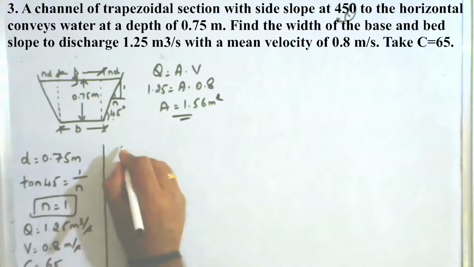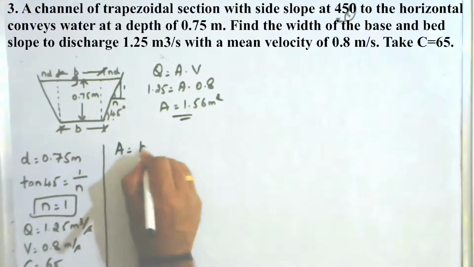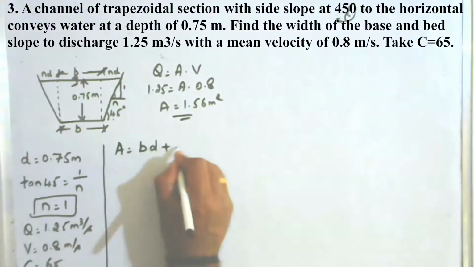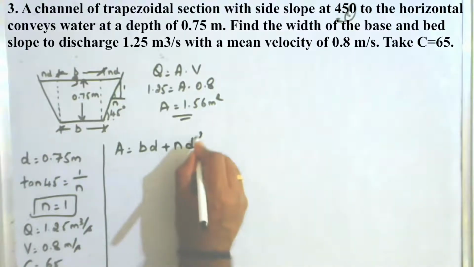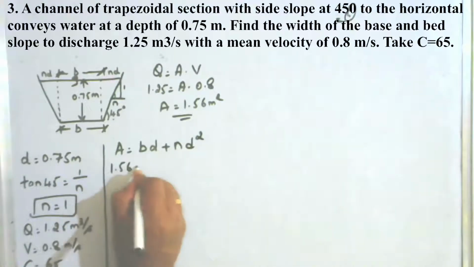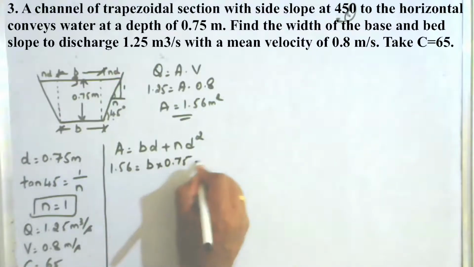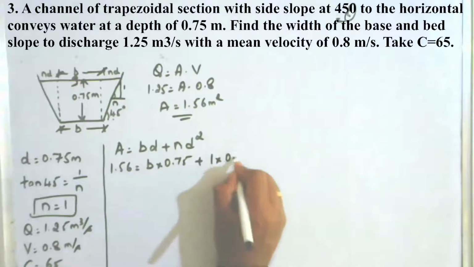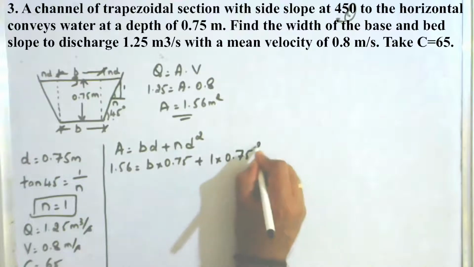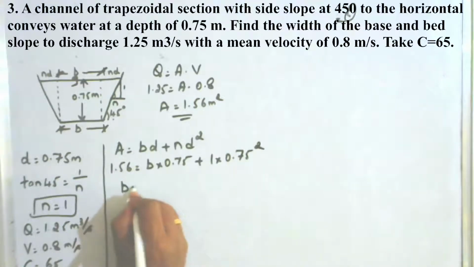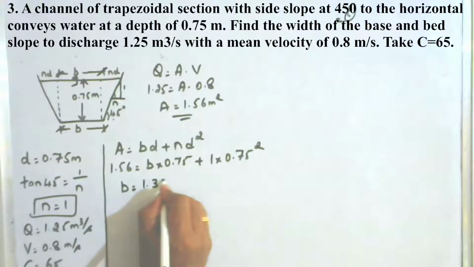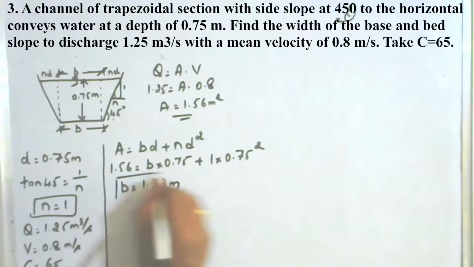Now the trapezoidal section area A is equal to what? B into D plus N into D square. You know area. So width is unknown, depth is 0.75, plus N is 1, depth is 0.75 square. If you simplify, you will get the value of B as 1.33 meters.